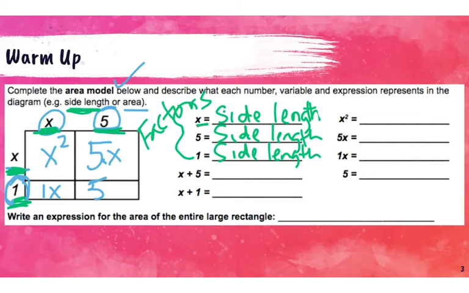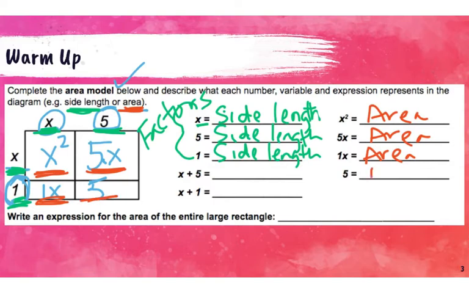Now, inside is the area. So here I have x squared. I see x squared, so that is an area. 5x is inside, area. 1x, again, that's inside, area. And 5, area.